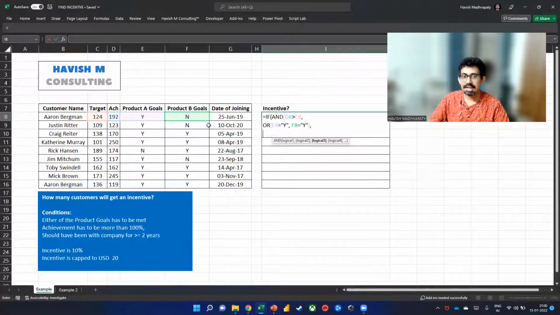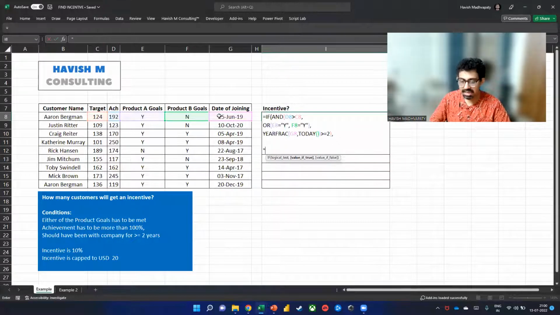And the third condition is that the date of joining, that means the YEARFRAC of the date of joining compared with today, has to be greater than 2, or rather greater than or equal to 2. If and only if all these conditions are met, the person gets an incentive. But the thing is that the incentive is capped at 20.